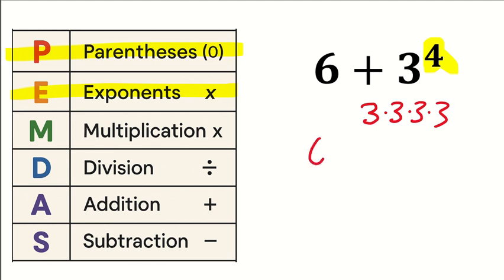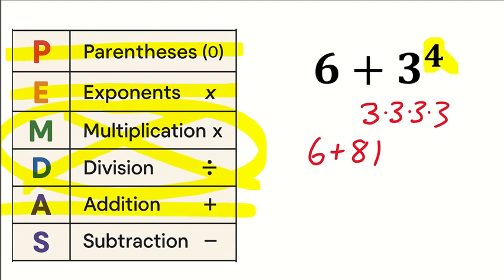Thus we now have 6 increased by 81. And there is no multiplication and division, so we can be done with those steps, but there is addition. What is 6 plus 81? That's right. Tell him what he's won. He's won 87.